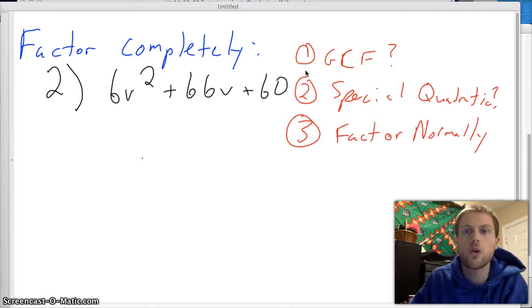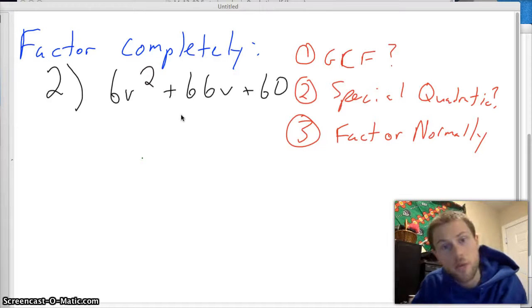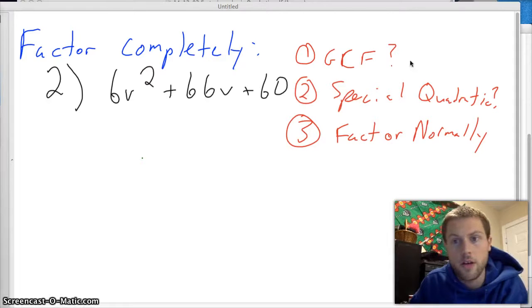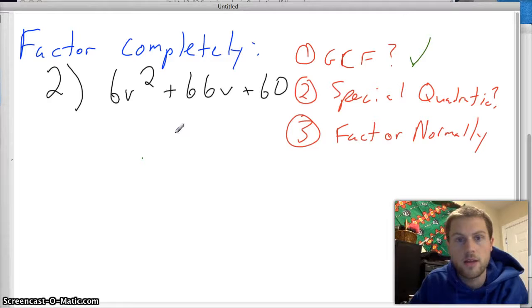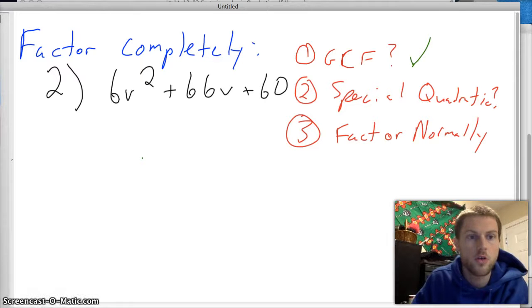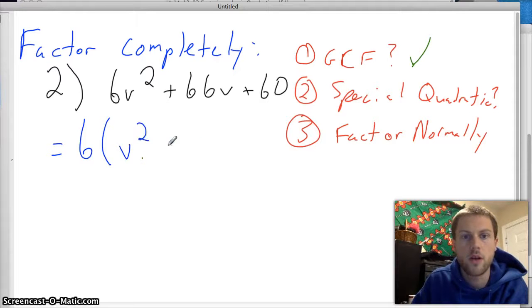So the first thing we always want to do is check to see if there's a GCF, a greatest common factor, in this entire quadratic. So maybe you see it, the greatest common factor. Yes, there is one, and it is a 6. So what we want to do first is pull out the 6 from all of these terms. When we pull out a 6, we're going to have left v squared plus 11v plus 10.